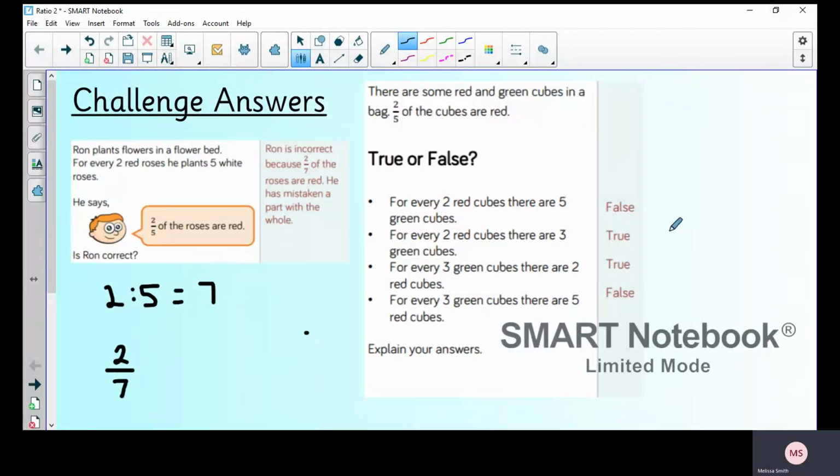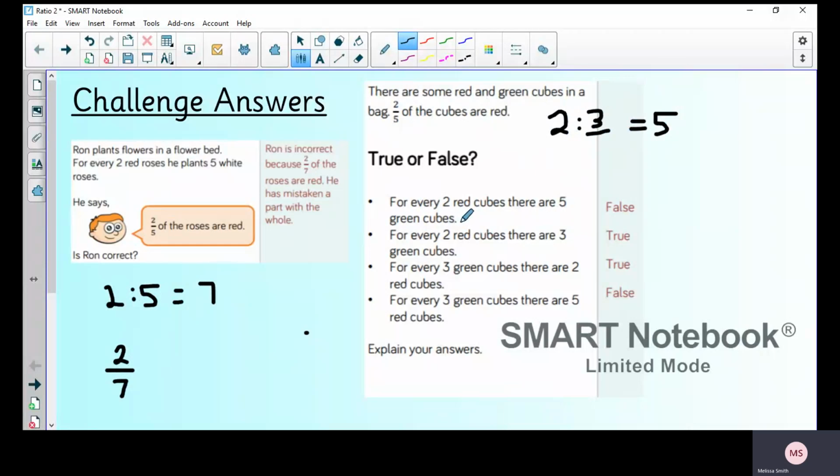If we have a look at these here, it tells us that there are some red and green cubes in a bag. 2/5 of the cubes are red. So if 2/5 of the cubes are red, we know that there are 2 red cubes. The total is 5 cubes in total. So how many green cubes do I have? Well, that's 3. So for every 2 red cubes, there are 5 green cubes.